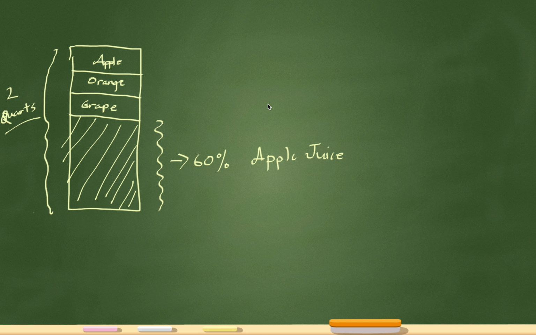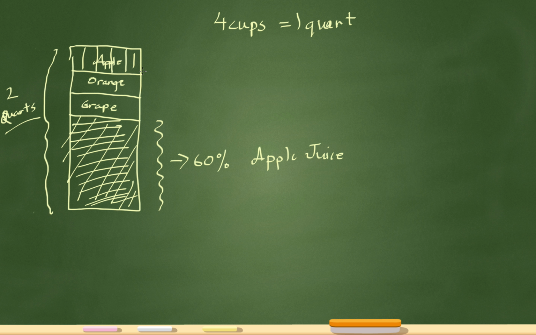And then it gives me a little bit of information. It tells me that there's 4 cups in 1 quart. So 4 cups equals 1 quart. And the question is saying how many cups of apple juice are in the container. So really the apple juice would be this portion right here plus this portion right here, which would also be apple juice.